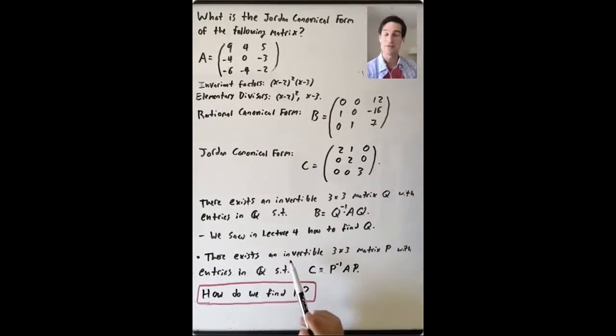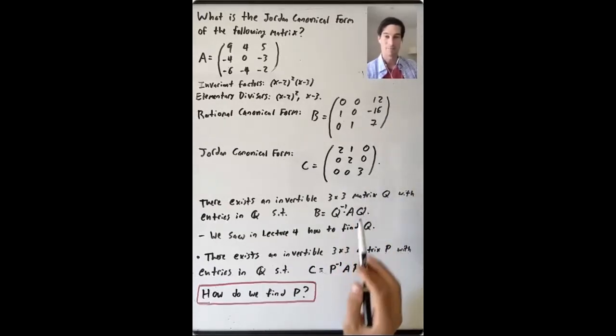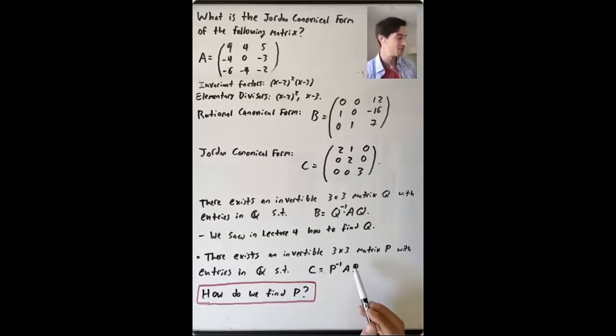Like in general, even if your matrix has entries in Q, you might not find some matrix with entries in Q that gives you the Jordan canonical form. So you might have to go to some bigger field that contains all of the roots of all of the eigenvalues of your matrix. So we'll talk more about that when we talk about extensions of fields coming up soon. But anyway, in this case, we know that there exists this 3 by 3 invertible matrix P with entries in Q such that C equals P inverse AP.